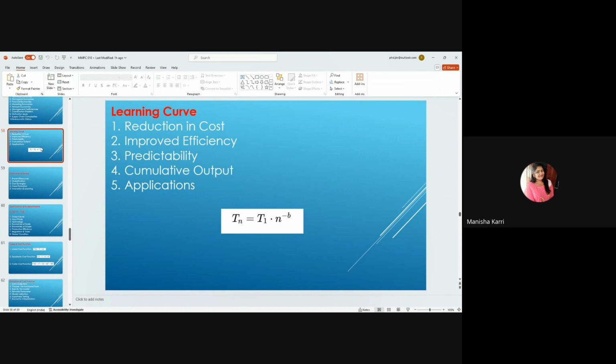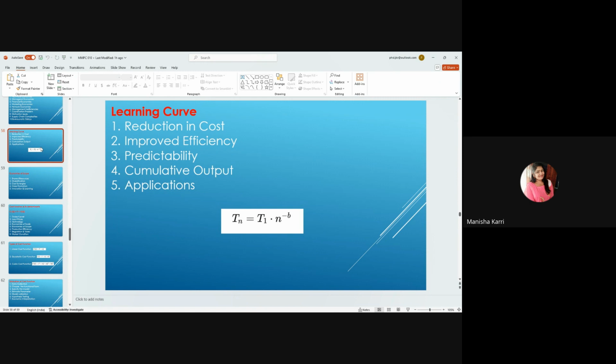Reduction in cost means that as experience with a task increases, workers become more skilled in any organization or in any role. It automatically leads to a decrease in per unit labor costs. These can also apply to the use of materials, processes, and overhead costs. This is nothing but reduction in cost. Another one is improved efficiency. Over time, workers and organizations develop better methods, like improving techniques and streamlining processes, which leads to greater efficiency and productivity.